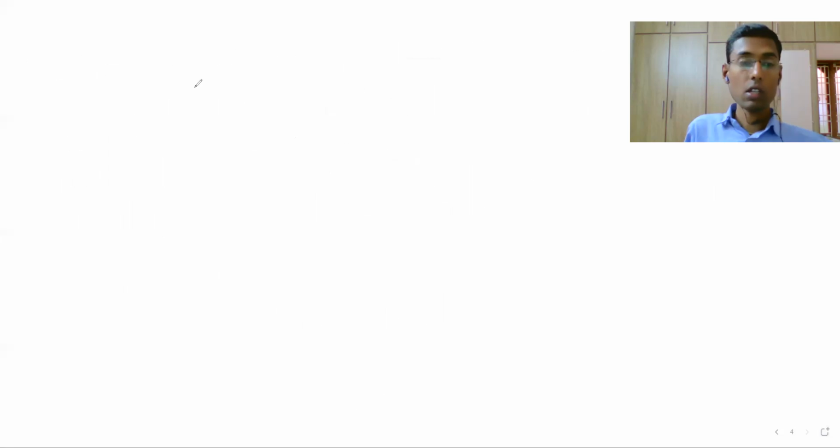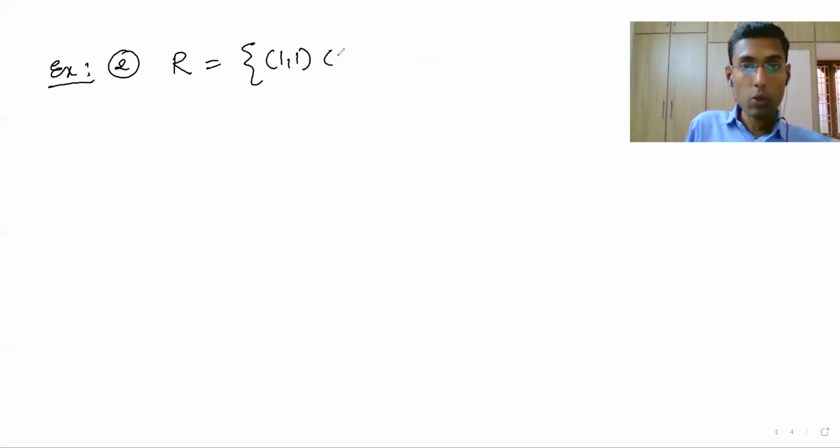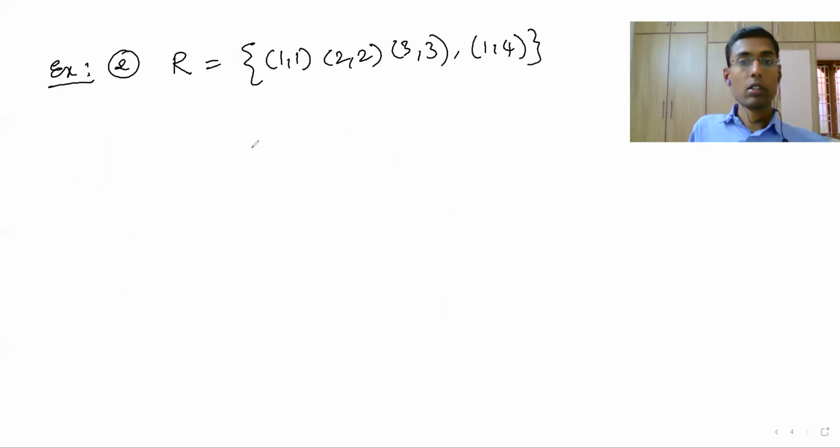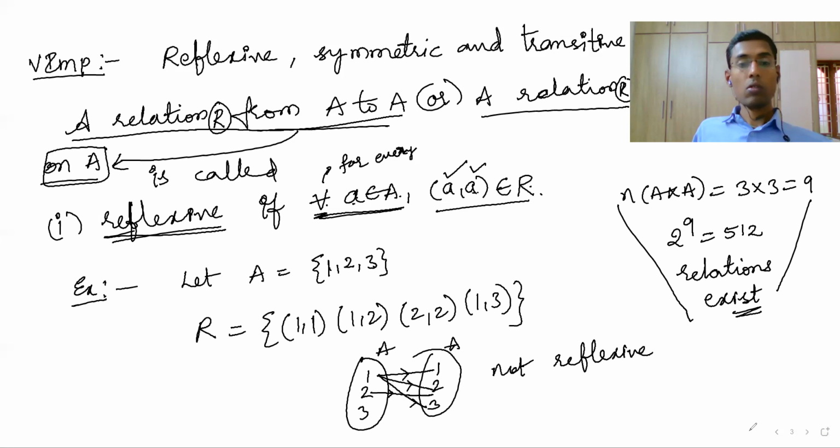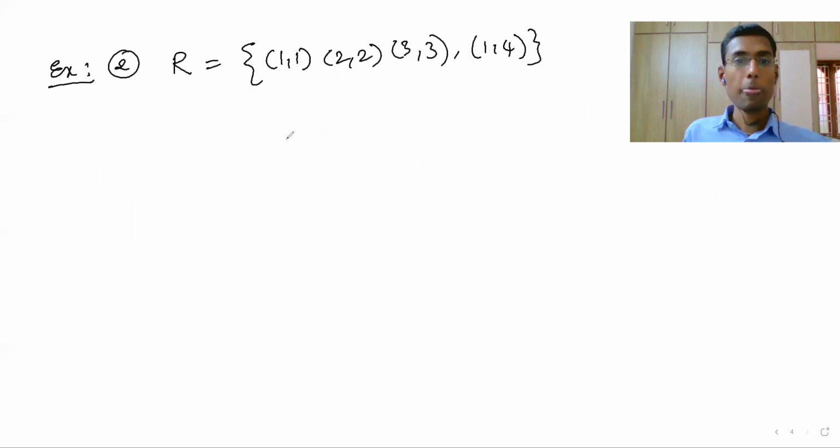Okay, you understand? Next example, same thing. R equal to, I'll take 1 1, 2 2, 3 3, and 1 4. I'll take this. Is this reflexive? Sir, I think it is reflexive, but I don't know because there's an extra element also. No problem. Yes, it is reflexive.